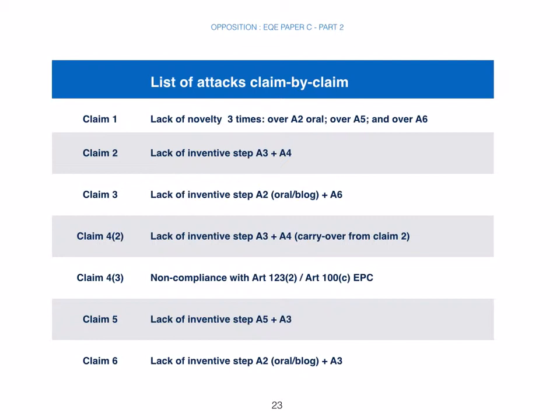Claim 4, when it depends upon claim 3, the attack is non-compliance with Article 123(2) or Article 100(c) EPC. Claim 5, the attack is lack of inventive step, A5 plus A3. And claim 6, the selected attack is lack of inventive step, A2 oral or blog, plus A3.